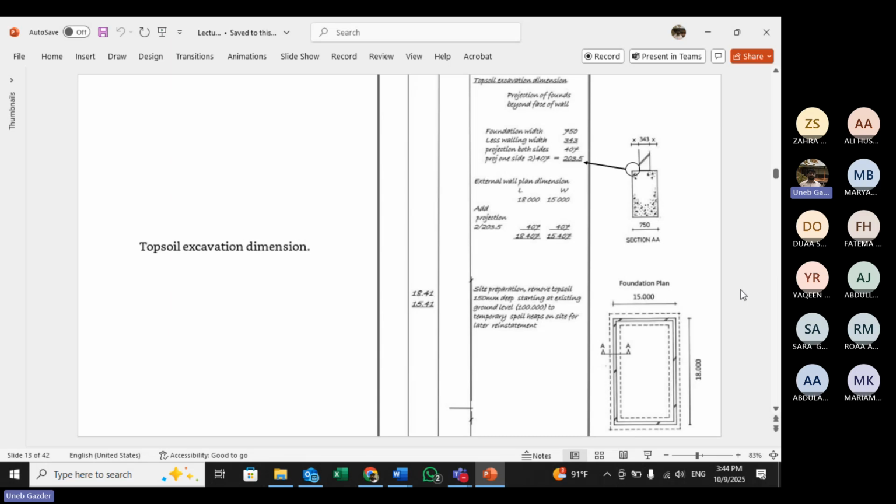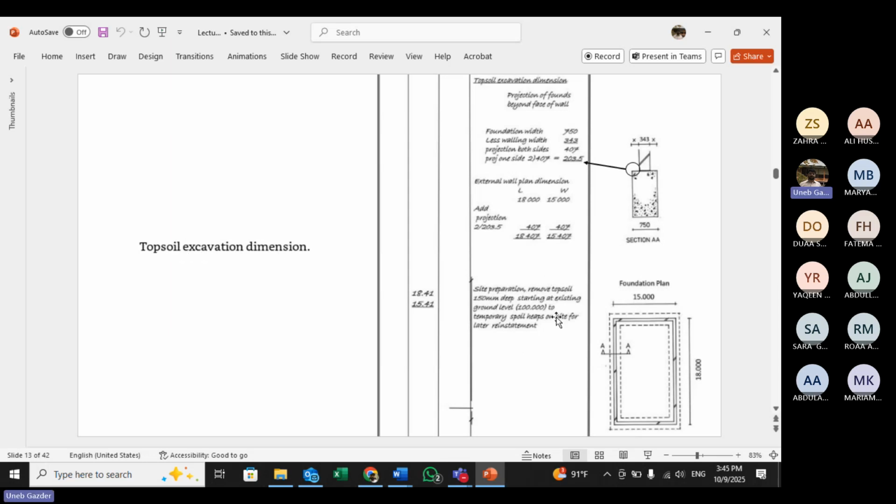Now I have an example here. This is for topsoil excavation. What you are looking at on the right hand side is the waste calculation which you are doing for the dimensions. The real calculation is here. This side shows how I got 18.51 and 15.51. The item is topsoil excavation.